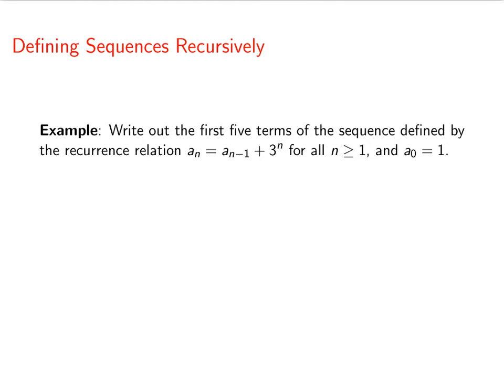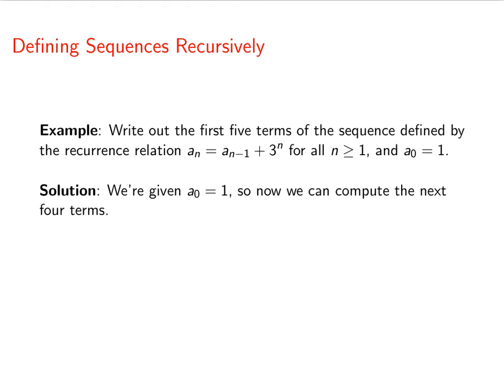Hello, discrete math fans. Let's give a couple of examples of sequences that are defined recursively. For instance, let's write out the first 5 terms of the sequence that's defined by a sub n equals a sub n minus 1 plus 3 to the n, and that recurrence relation is good as long as n is bigger than or equal to 1, and then we have to define a sub 0, and we're just going to say a sub 0 is 1.